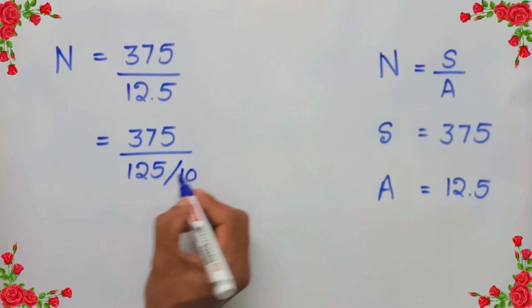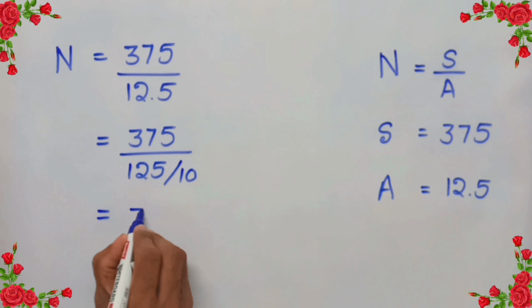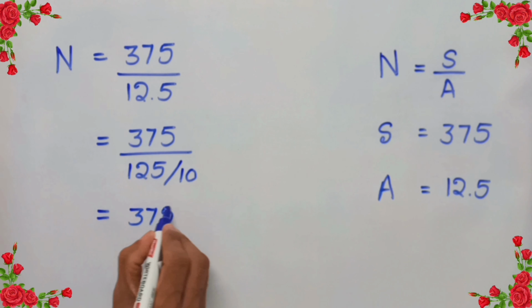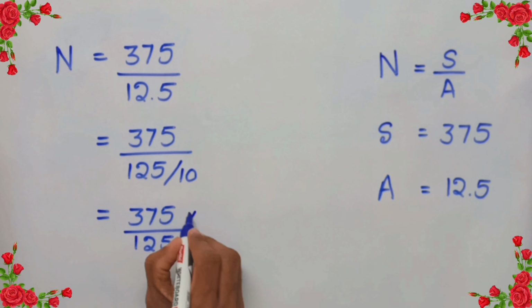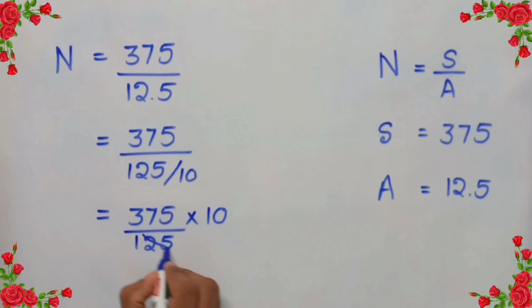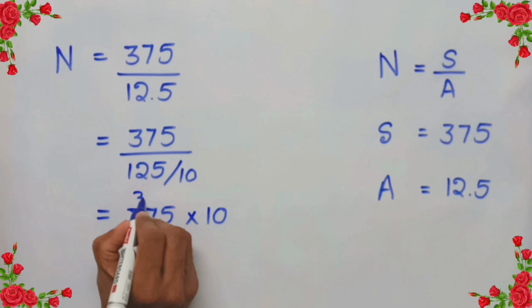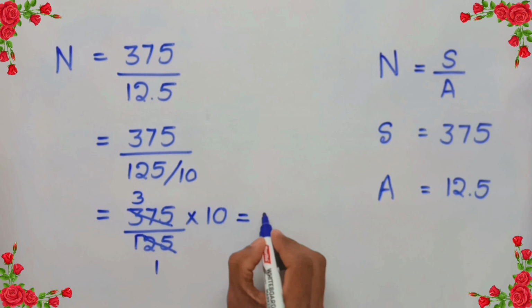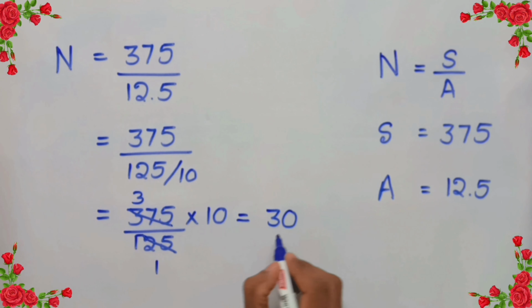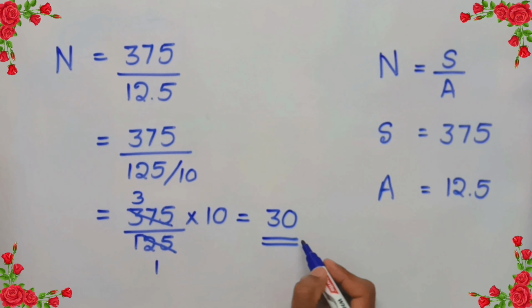To divide a number by a fraction, we shall multiply the number by the inverse of the fraction. That's equal to 375 by 125 into 10. On dividing numerator and denominator by 125, we get 3 by 1. And 3 into 10 is 30. That is, the total number of pens is 30.